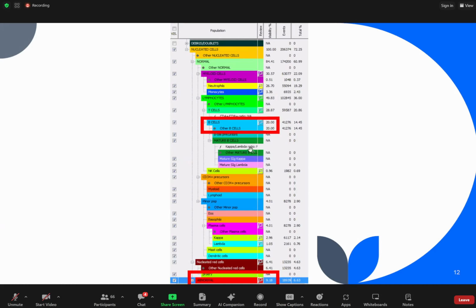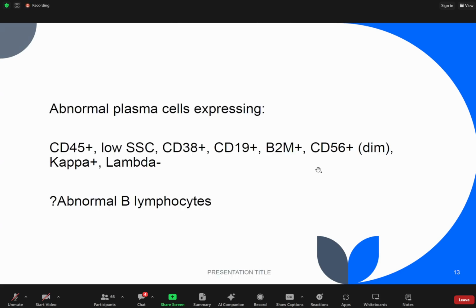So for this tube, for the multiple myeloma tube, we get about 9% B cells and abnormal plasma cells that are still alive at the time, survival. So for our multiple myeloma tube, we have abnormal plasma cells that are expressing CD45 positive, low scatter, CD38 positive, CD19 positive, CD56 positive, with kappa light chain, and there's possibility of presence of abnormal B lymphocytes.